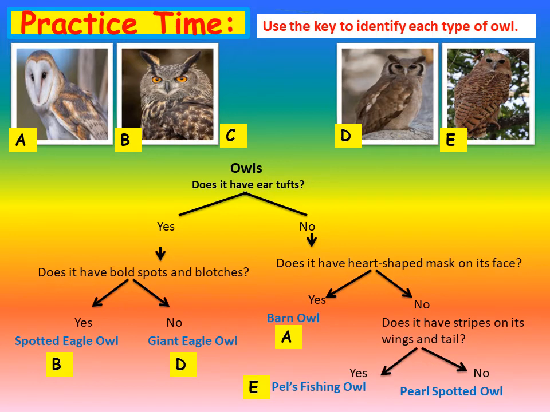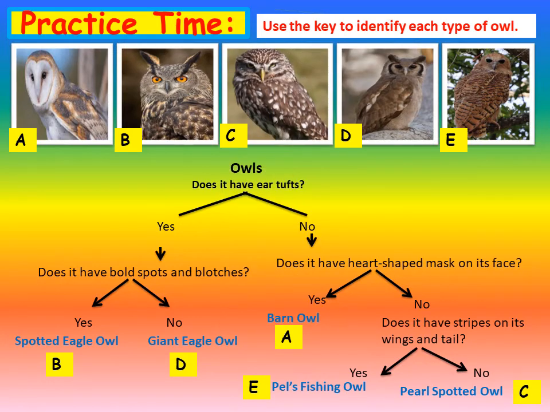So Pell's fishing owl doesn't have ear tufts, doesn't have heart-shaped mask on its face, but it has stripes on its wings and tail. And for the last picture, for picture C, that is pearl-spotted owl. So this pearl-spotted owl doesn't have ear tufts, doesn't have heart-shaped mask on its face, and doesn't have stripes on its wings and tail. So that is the different name of the different types of owl.